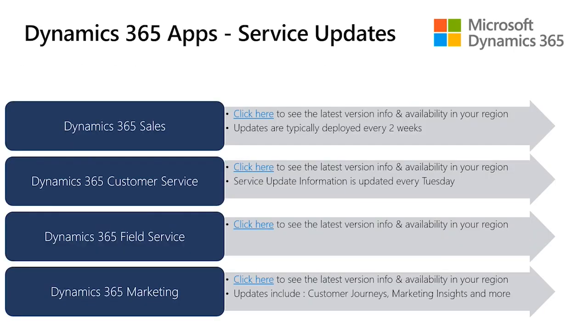Separately from that Dataverse update, there are also updates that come for each one of the separate Dynamics 365 apps. Depending on which app you're using, you'll have a different update. These can vary as far as the frequency of when the updates are coming. Like for Sales, that's typically deployed every two weeks. You can use the link there and click to see what's available in your region.